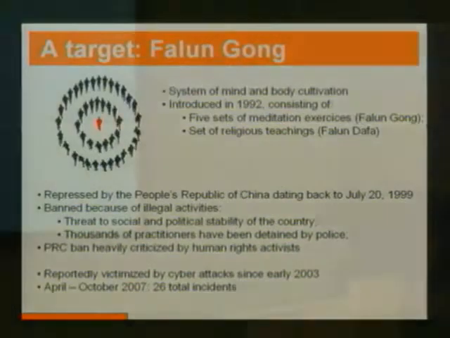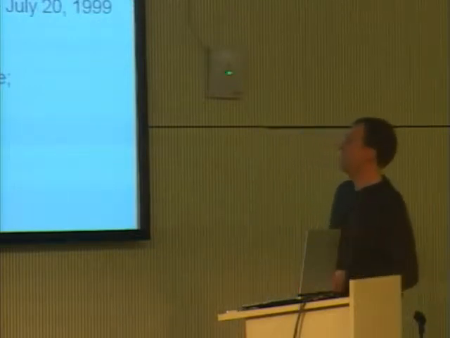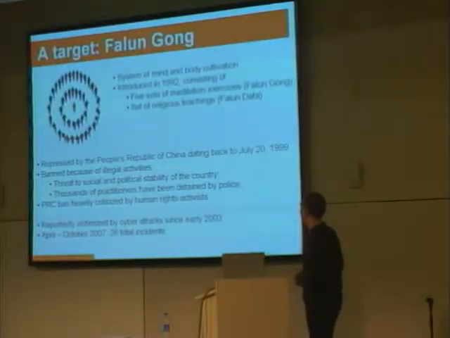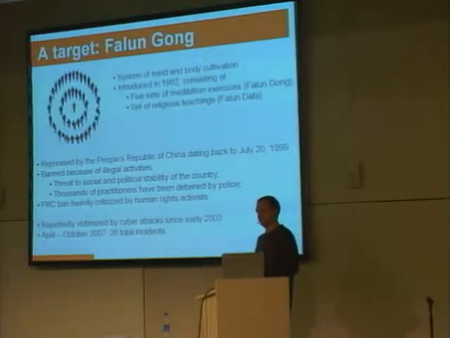Now, could I see some hands here from everyone who knows what the Falun Gong is? Okay, so that's about 50% of the room. That's better than I expected. The Falun Gong is really a system of mind and body cultivation that was started in China by Li Hongzhi. My apologies for the Chinese pronunciation. It was started in 1992, and it consists of 5 sets of meditation exercises, which are commonly referred to as Falun Gong, and then also in addition sets of religious teachings, which are commonly referred to as Falun Dafa.